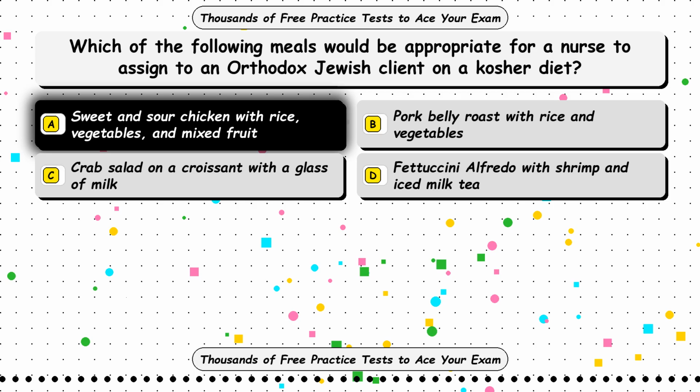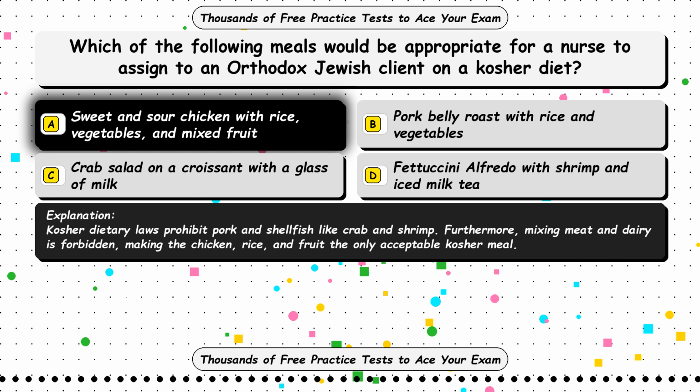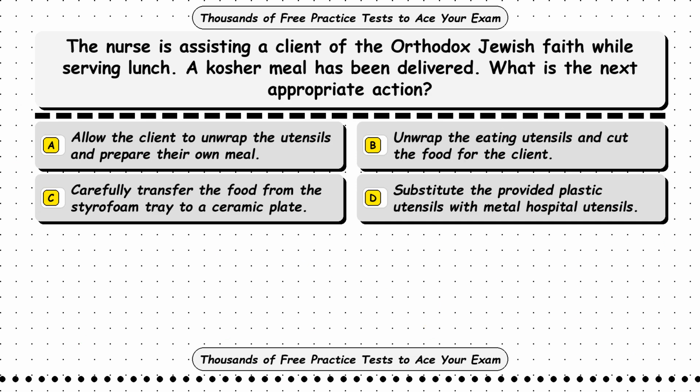The correct answer is option A, sweet and sour chicken with rice, vegetables, and mixed fruit. Kosher dietary laws prohibit pork and shellfish like crab and shrimp. Furthermore, mixing meat and dairy is forbidden, making the chicken, rice, and fruit the only acceptable kosher meal. Question 12. The nurse is assisting a client of the Orthodox Jewish faith while serving lunch.